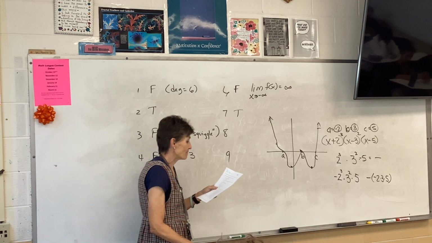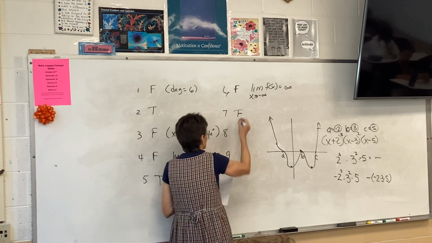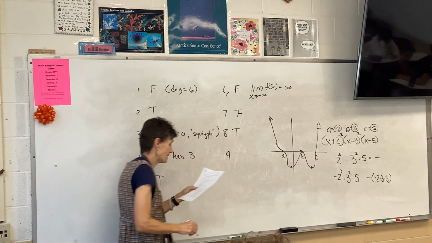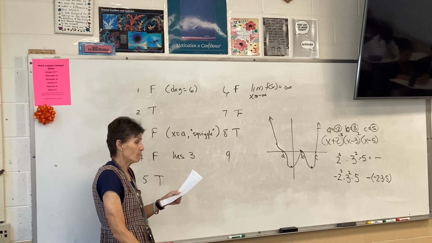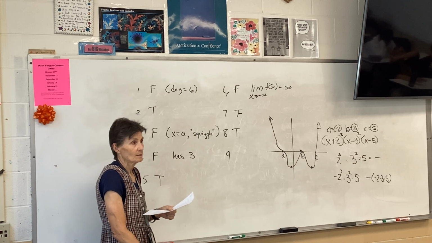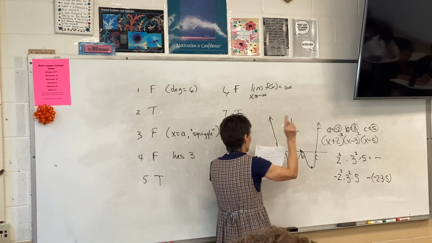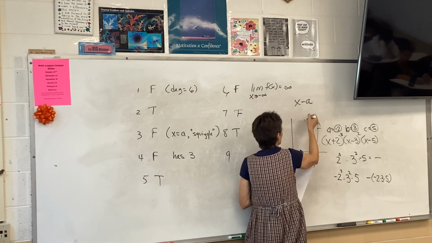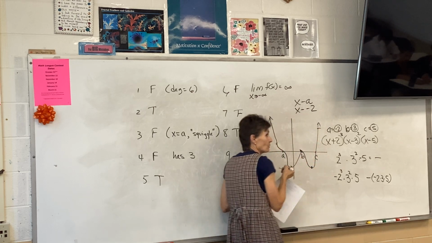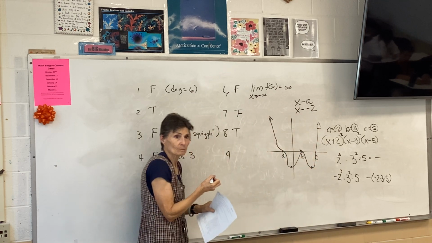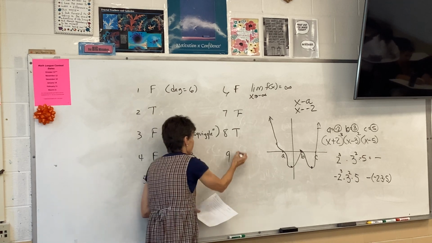X minus A divides in evenly, true or false? True, because X minus A is a factor. F has only positive zeros. No, because when we say X minus A, does that mean A has to be positive? No, it could be X minus negative 2. Right? So that's a false. That's a false also.